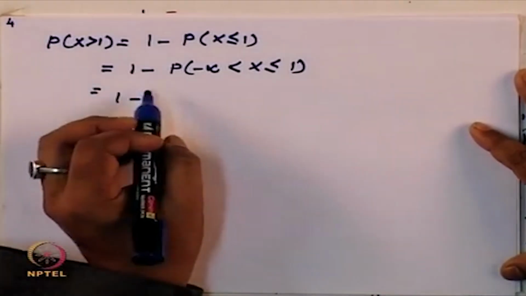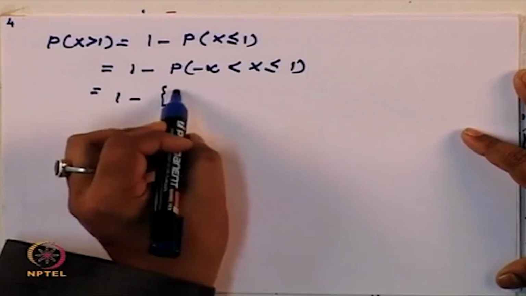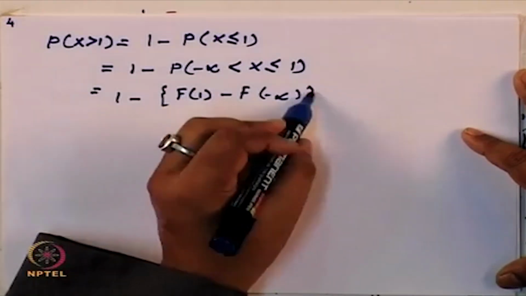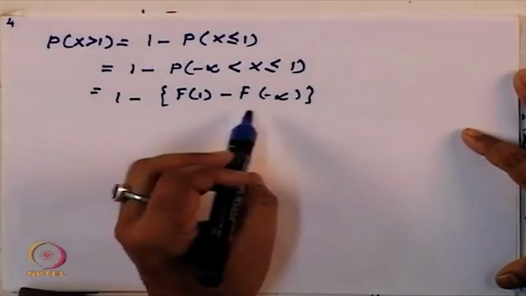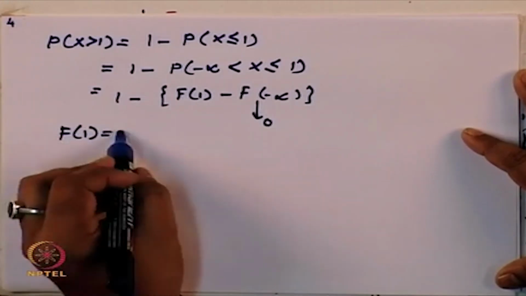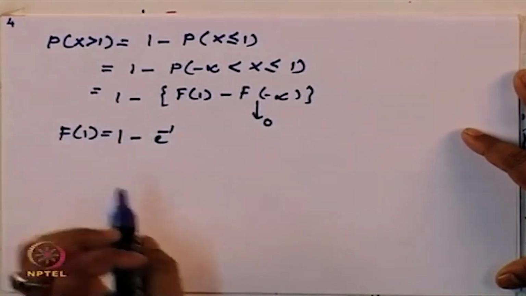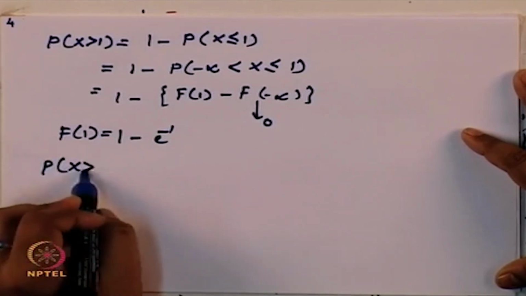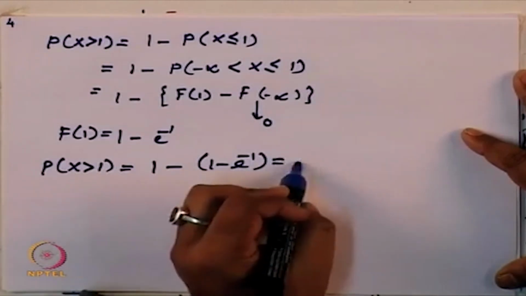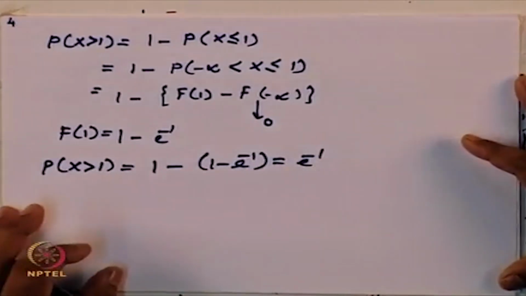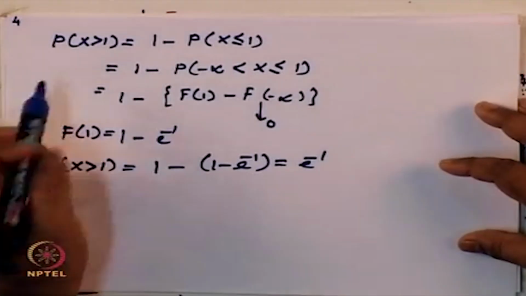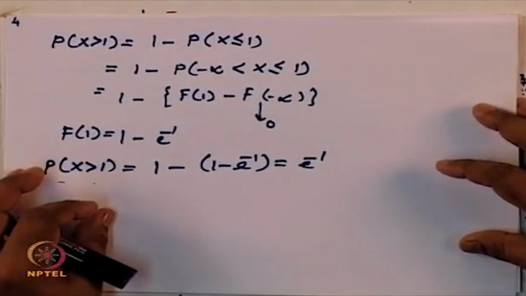Okay. So, this is simply f of 1 minus f of minus infinity. For all these values this is nothing but 0, and f of 1 is given by 1 minus e to the power minus 1. So, probability of x greater than 1 becomes 1 minus (1 minus e to the power minus 1), which is equal to e to the power minus 1. Okay. So, this is how you can calculate probability if you are given a cumulative distribution function.